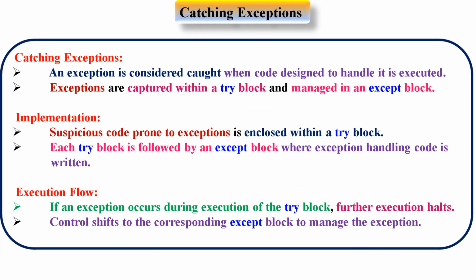Let's discuss catching exceptions. An exception is considered caught when code designed to handle it is executed. Exceptions are captured within a try block and managed in an except block. Implementation. Suspicious code prone to exceptions is enclosed within a try block. Each try block is followed by an except block where exception handling code is written. Execution flow. If an exception occurs during execution of the try block, further execution halts. Control shifts to the corresponding except block to manage the exception.